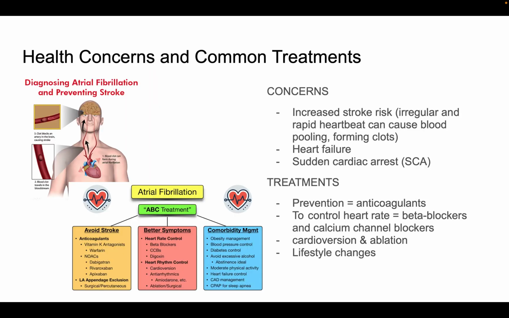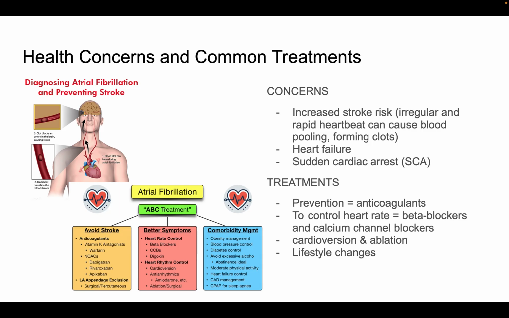So what are the health concerns and common treatments? Because the atria isn't pumping blood properly, this can be very dangerous because it can cause blood to pool and then form clots. And these clots can then travel to the brain and cause an ischemic stroke. It's a fact that people with AFib have 5 times higher risk of stroke. And AFib can also increase the risk of heart failure and sudden cardiac arrest.